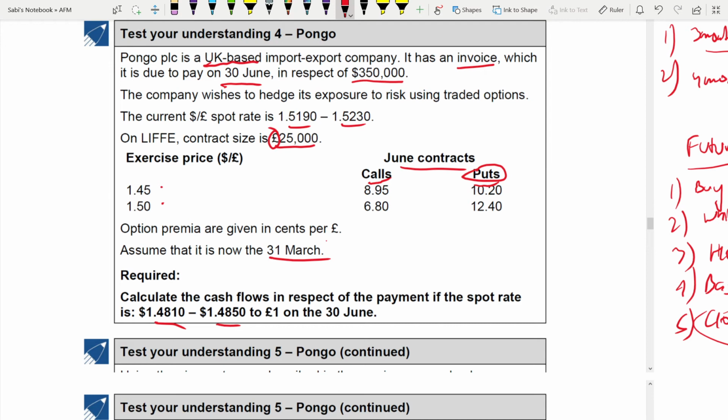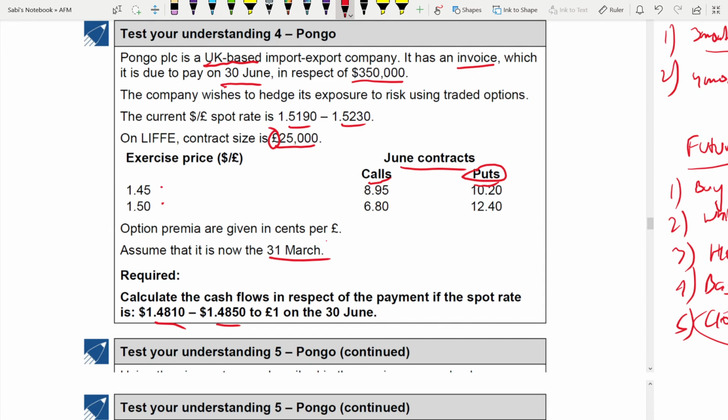So we are buying dollars, right? We are buying dollars because it's a payment. So if we are buying dollars, we are selling pounds. It's the opposite. We buy in one currency, we sell in another currency. So buy dollars, sell pounds. Sell pounds means put option. We cannot say it's a call option because we are buying dollars, because the contract size is in pounds. The option is in pounds, not in dollars. So we use a put option.